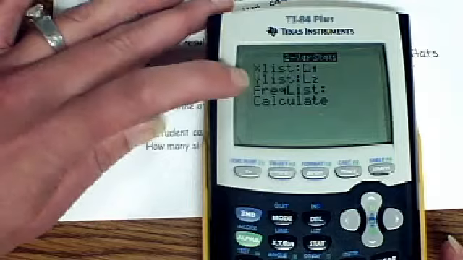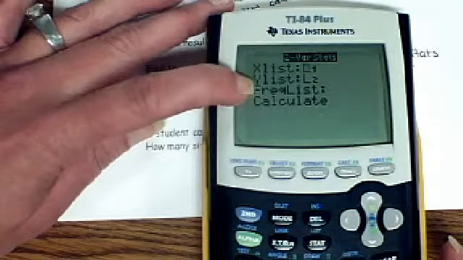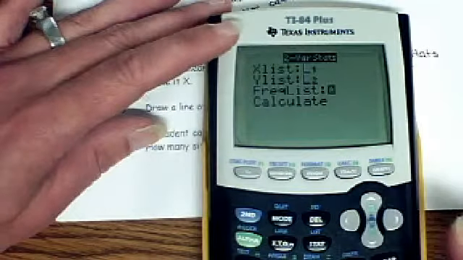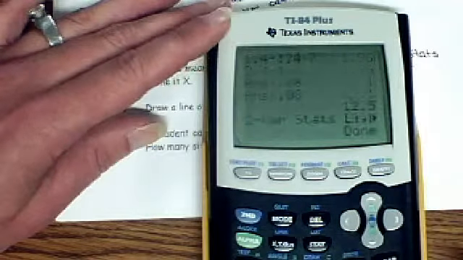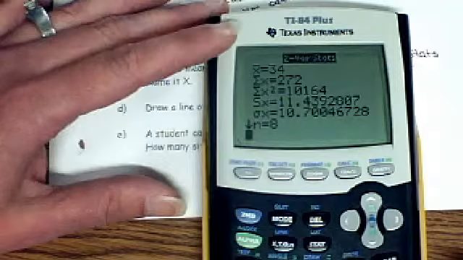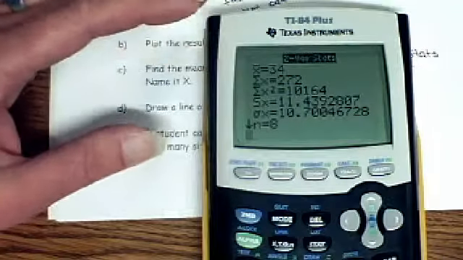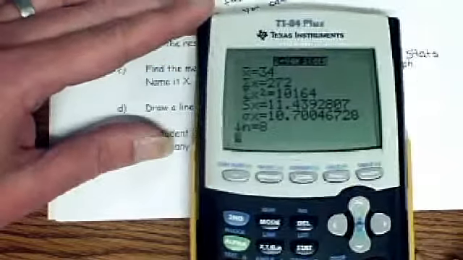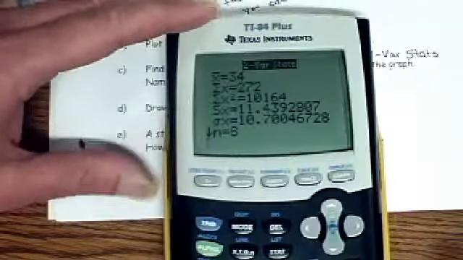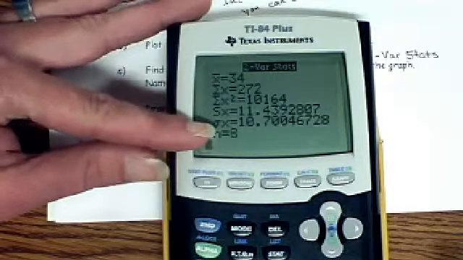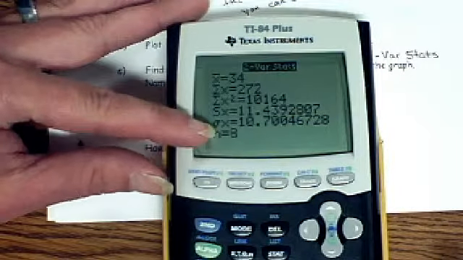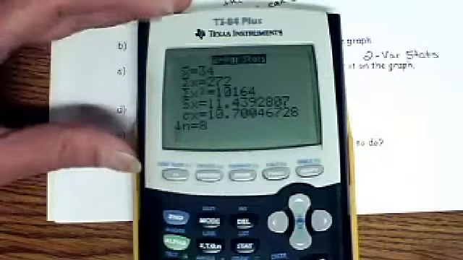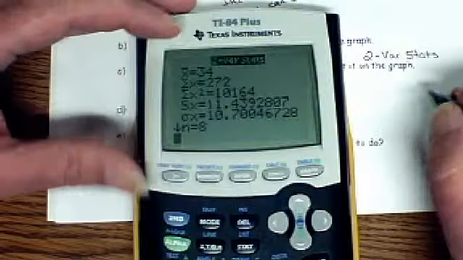It asks us if our X values are in L1 and our Y values are in L2. Notice that we could also have a frequency list here. We don't. So when we hit Calculate, it's going to give us a whole bunch of stuff. Right now, we're only actually looking for our mean of the X's and the mean of the Y's. But sometimes we might want our standard deviation as well, which is this, remember the circle with the hat on it, that lowercase sigma.